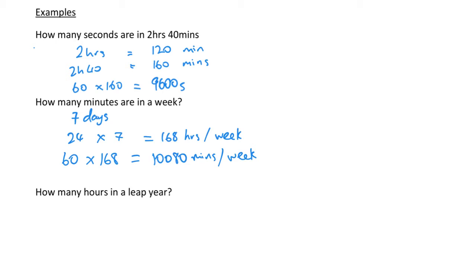How many hours are there in a leap year? So there's 366 days in a leap year. There's 24 hours in a day. So we multiply 24 and 366. We'll get 8,784 hours per leap year.